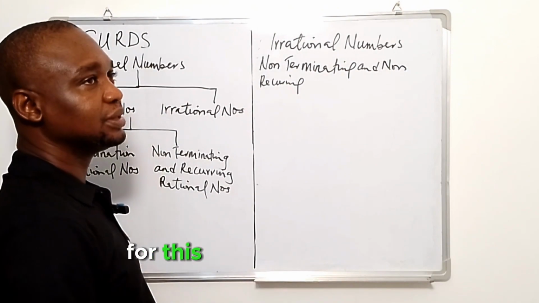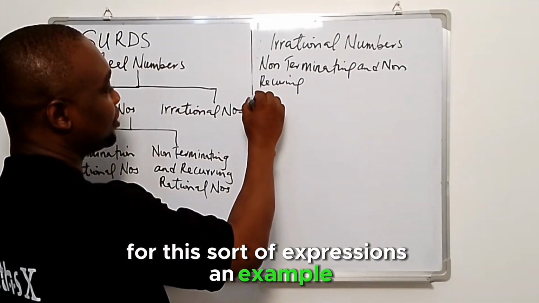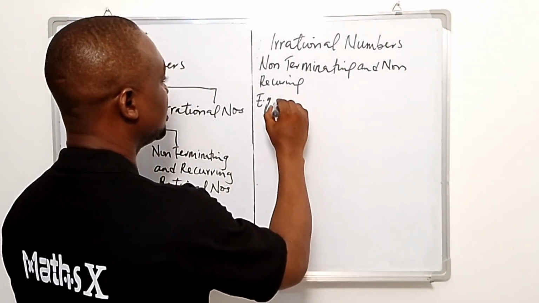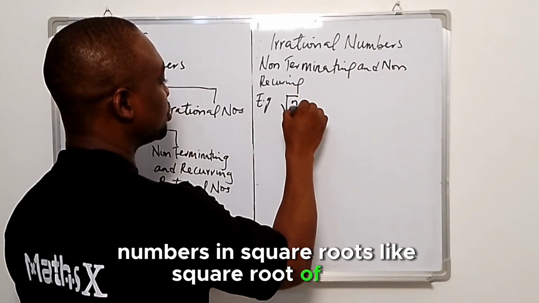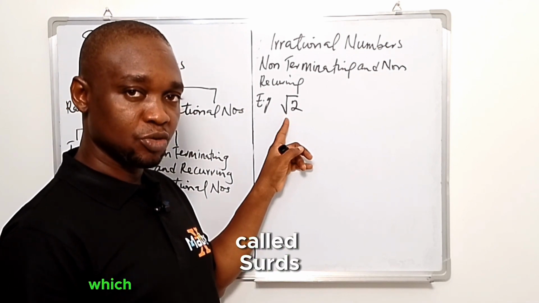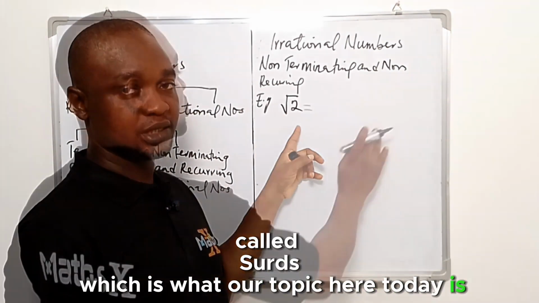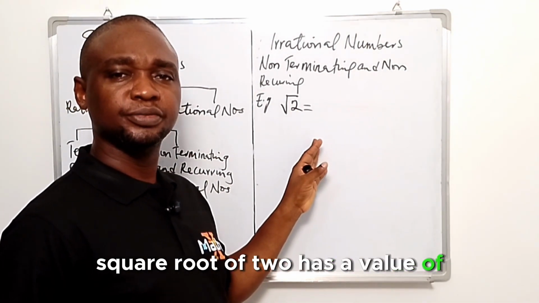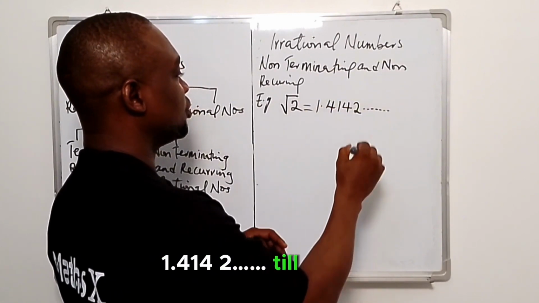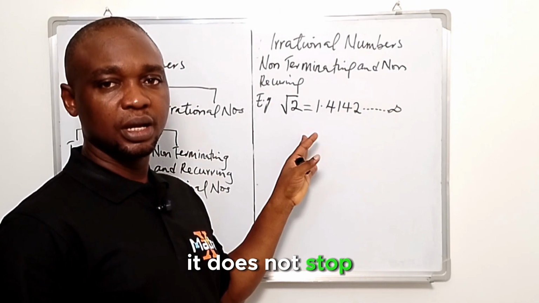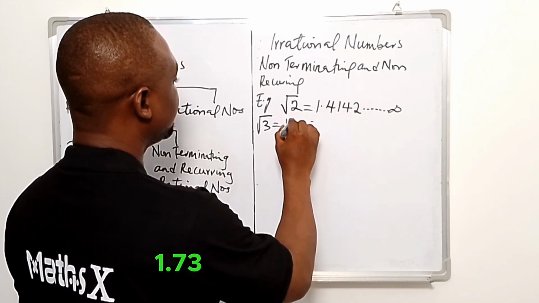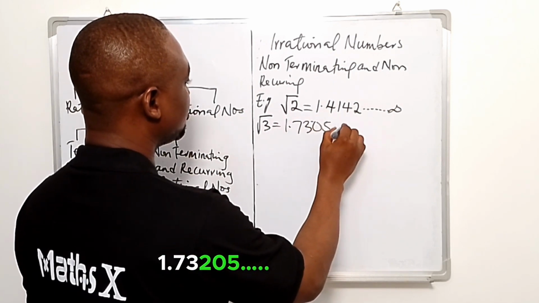An example of this would be numbers in square roots, like the square root of 2. Numbers in square roots are called surds, which is what our topic is today. The square root of 2 has a value of 1.4142 dot dot dot till infinity. It does not stop. How about other square roots like root 3? 1.73205 dot dot dot till infinity.